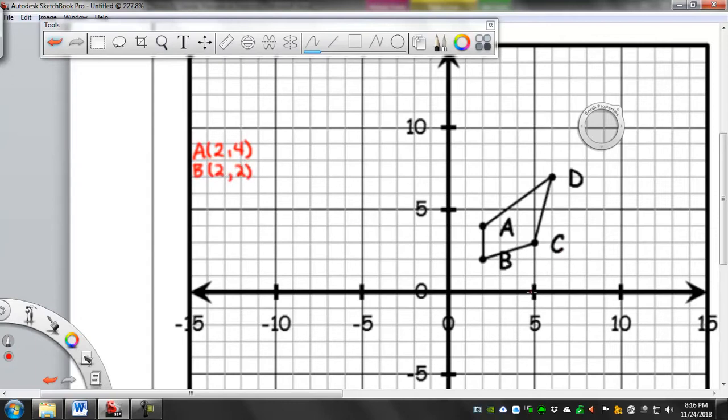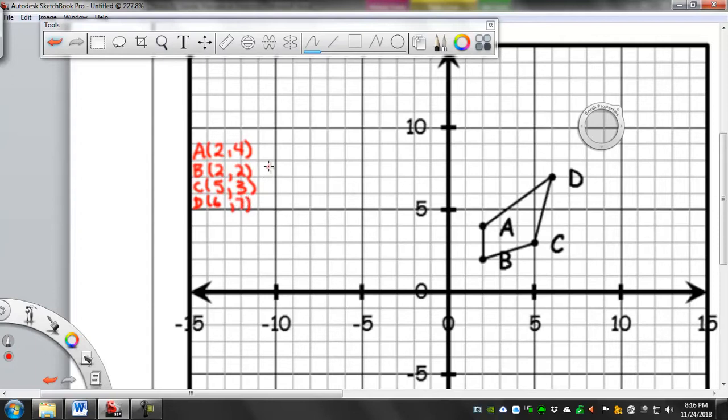And then I have C is at 5 and 3. And so as you do this on your paper, like on your homework or maybe on a quiz or something like that, make sure that you list these points out and it takes all the guesswork away. So D is at 6 and 7.